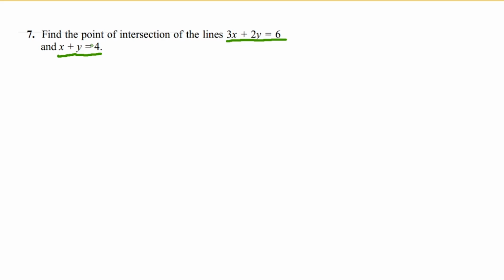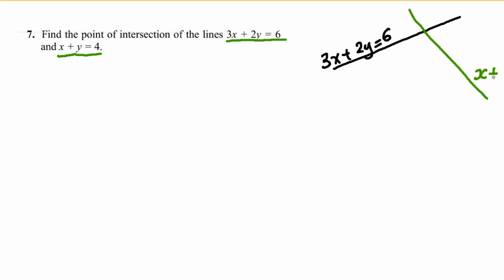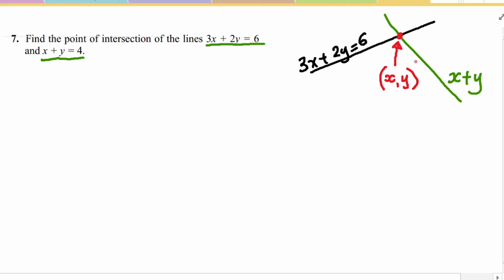In other words, let me say, if this is a line, the line 3x plus 2y is equal to 6, and then we have another line right here, which we are calling x plus y. When you see those two lines, they're going to meet at that point. At the point where those two lines meet, the value of x and the value of y at that point are the same. That is exactly what they're indirectly asking us here, to find the point of intersection where the lines meet.